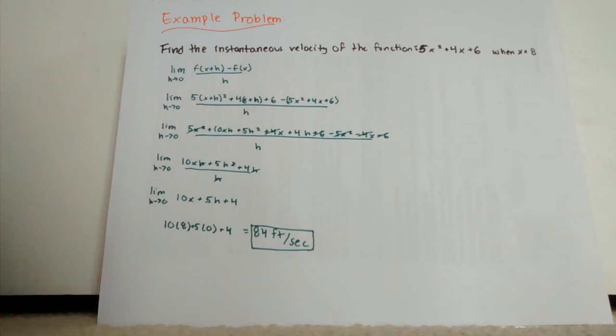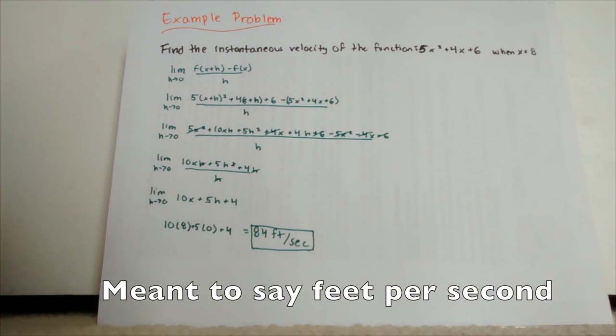So, when we plug in the function, we get limit as h approaches 0 of 5 times x plus h squared plus 4 times x plus h plus 6 minus 5x squared plus 4x plus 6 over h. So as we distribute and cancel out, we get the limit as h approaches 0 of 10x plus 5h plus 4. And then when we plug in 8 for x, and 0 for h, we get 84 feet per second squared, which is the instantaneous velocity.